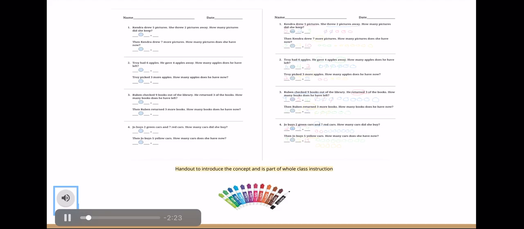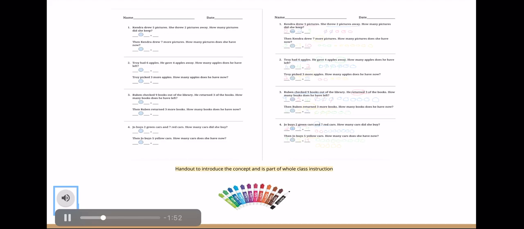So I'll go ahead and read the first problem, which is: Kendra drew 5 pictures. She threw 2 pictures away. How many pictures did she keep? So we went ahead and underlined the first key part of the sentence, which is "drew 5 pictures." We underlined that in pink. And then we move to the next key part of the sentence, which is "threw 2 pictures away." So that's another key point of this word problem.